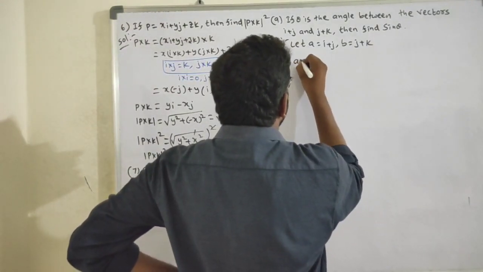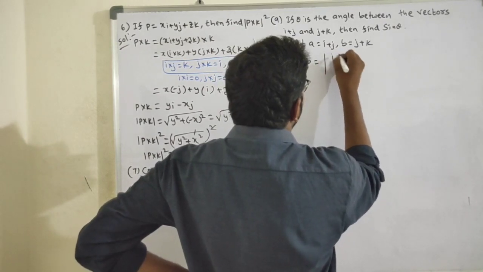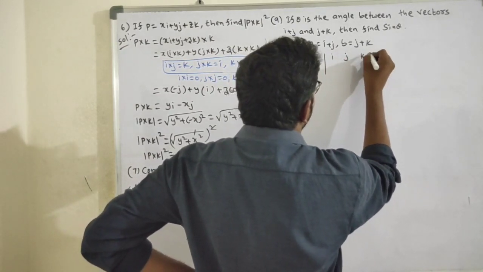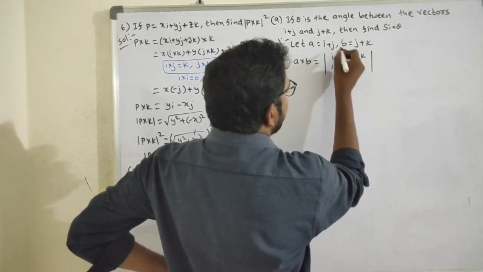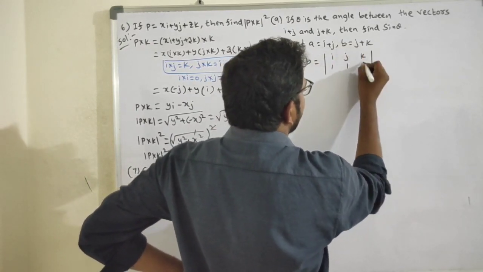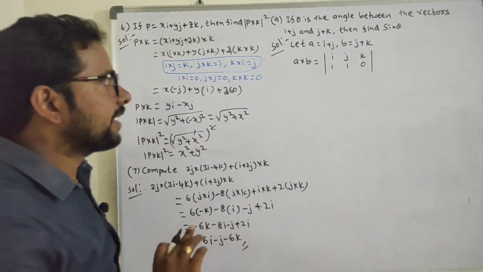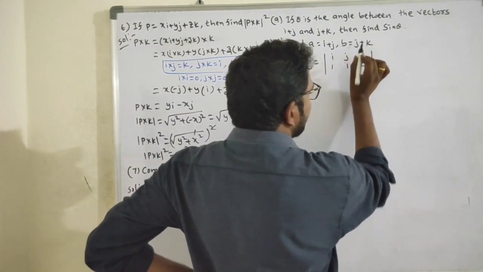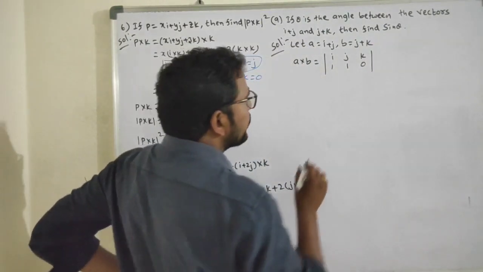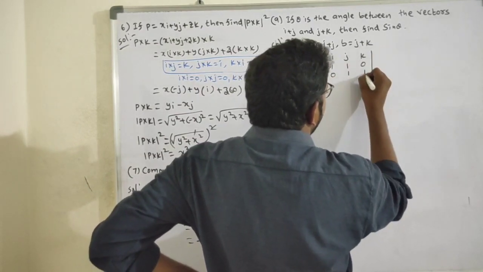Find the value. A cross b is equals to det of I j k. What is I coefficient? 1, j coefficient 1, k coefficient 0. We don't have k term in a, the first vector, so I am taking k coefficient as 0. From second vector, what is I coefficient? We don't have I term, so take that as 0. J coefficient 1, k coefficient 1.